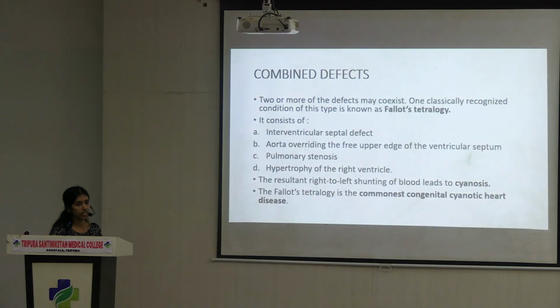Okay. The next condition is called Fallot's tetralogy. It's a combined defect. Two or more of the defects may coexist. One classically recognized condition of this type is known as Fallot's tetralogy. It consists of interventricular septal defect, aorta overriding the free upper edge of the ventricular septum, followed by pulmonary stenosis and hypertrophy of the right ventricle.